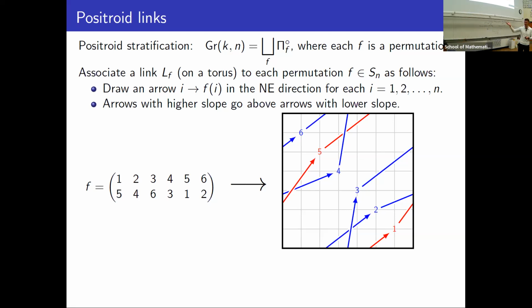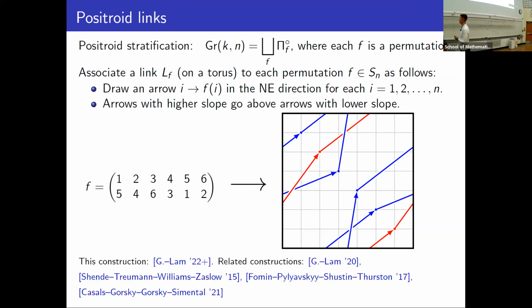And then to convert this into an actual link diagram on the torus, I just ignore all these numbers. This is a drawing of a link with 2 components. The colors represent components, and they also correspond to the cycles of my permutation. Yeah, I get a link. That's the Positroid link.